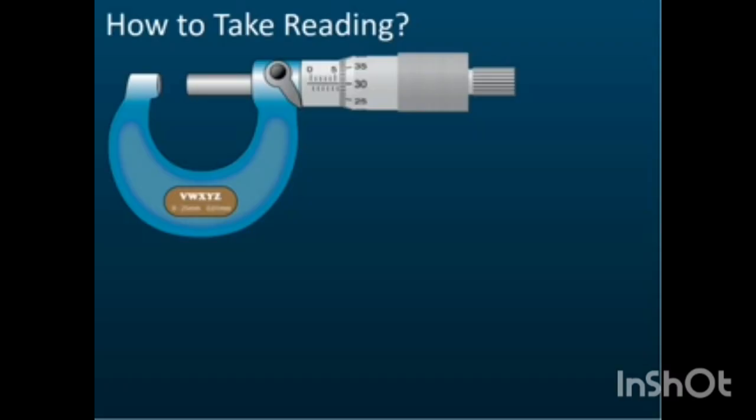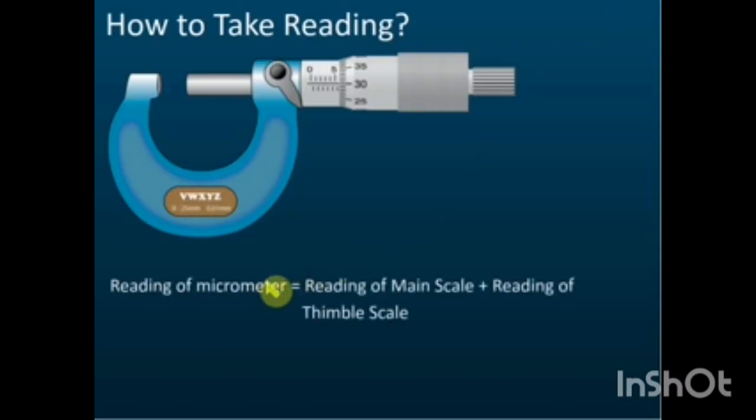Okay, how to take a reading? The reading of the micrometer is equal to the reading of the main scale, this is the main scale, plus the reading of the thimble scale, this is the thimble scale. So the reading is equal to the main scale plus the thimble scale.